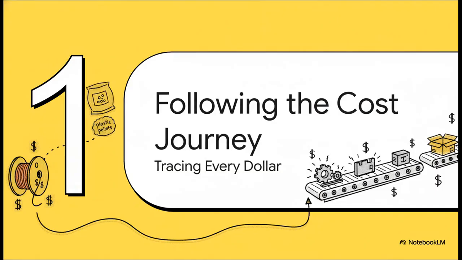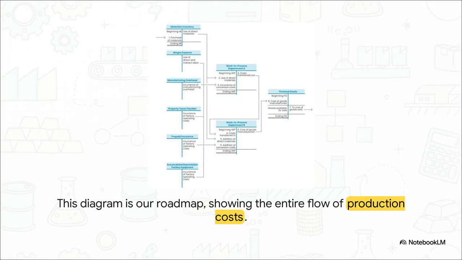To really get this, we're going to follow the money. Seriously, let's trace the journey of every single dollar, from a pile of raw materials all the way to a finished product sitting in a box ready to be shipped out. Okay, so this diagram right here, this is our roadmap. Now, I know it might look a little complicated at first glance, but it's really just telling the story of how money and materials flow through a factory. Let's just break it down together, piece by piece.